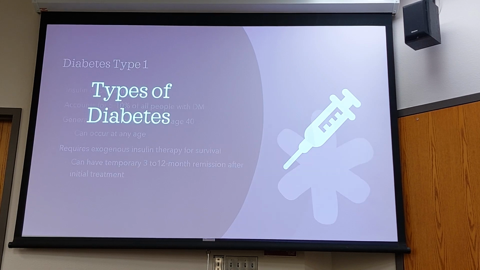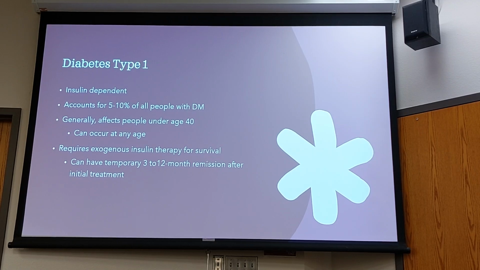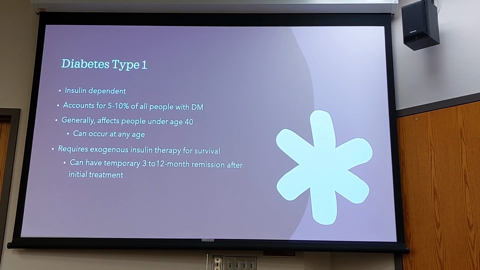What are the types? As you all know, there's type 1, so we'll talk about that first. This used to be called juvenile diabetes, but we have adults with type 1 diabetes. Basically, it's insulin dependence. It doesn't usually start out where they all of a sudden don't make any insulin. There's a period of time where there's little production of insulin. They might have a little bit of insulin coming into their system, and then there's none. It takes a little while to be completely absent of insulin, but about a year into the disease, there's no production. It accounts for about 5 to 10% of all people with diabetes, so it's not as common as type 2.